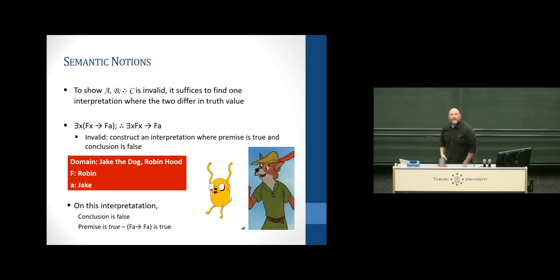So this interpretation is one where the premises are true, but the conclusion is false. This interpretation shows that this argument's invalid. Now, I want to stress, we're going through these quickly. Just talked about how interpretations work. Don't stress if it's not clicking. What we're going to talk about in the tutorials is how to do this.